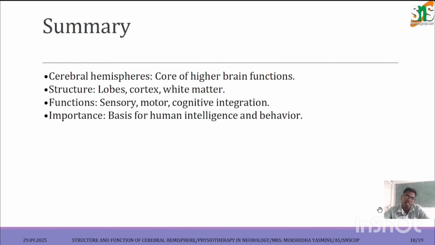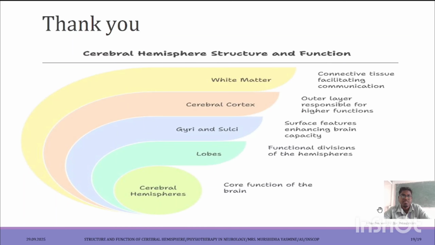For the major summary of this topic: the cerebral hemispheres are the core for higher brain functions. These structures are the lobes, cortex, and the white matter. The functions of the cerebral cortex are sensory, motor, and cognitive integration. The cerebral layers are the basis for human intelligence and behavior.